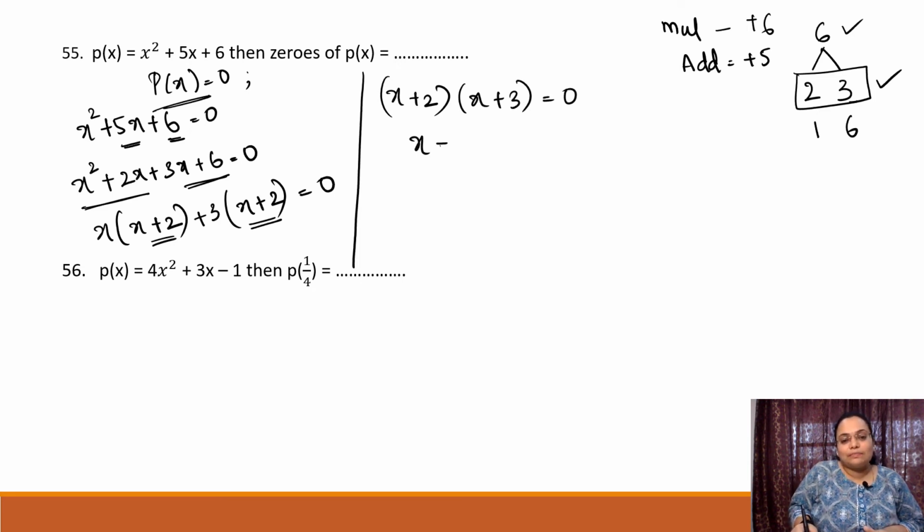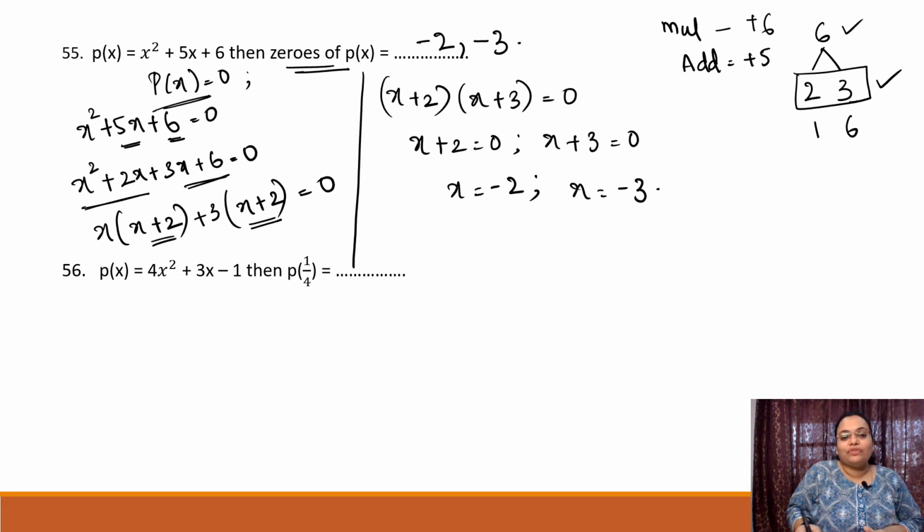So, x plus 2 is equal to 0 and x plus 3 is equal to 0. x is equal to minus 2 and x is equal to minus 3. So, minus 2 and minus 3 are the zeros of the given polynomial. Okay.